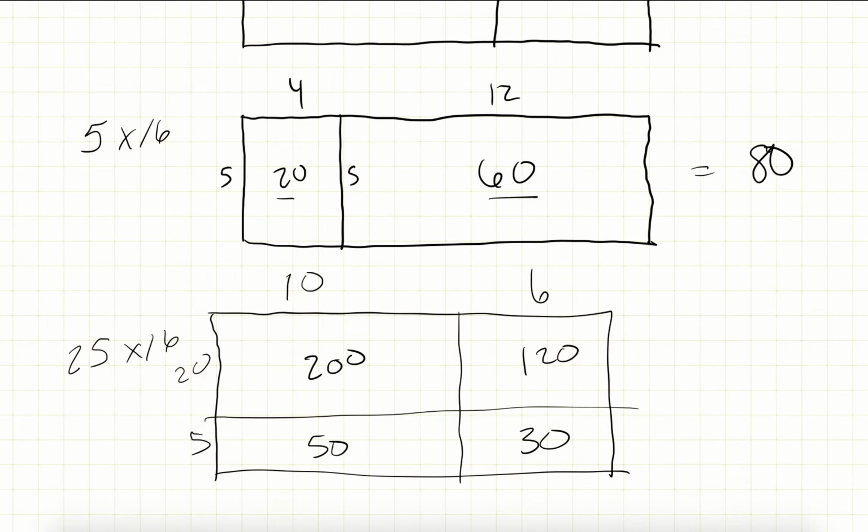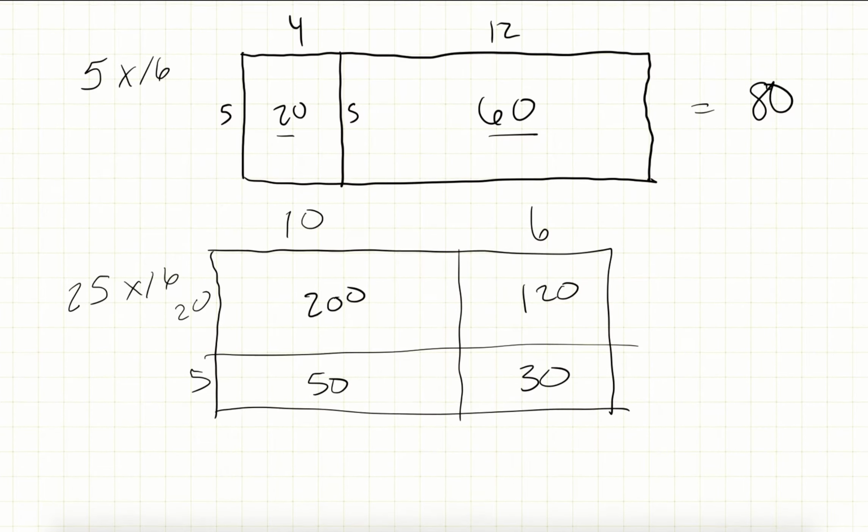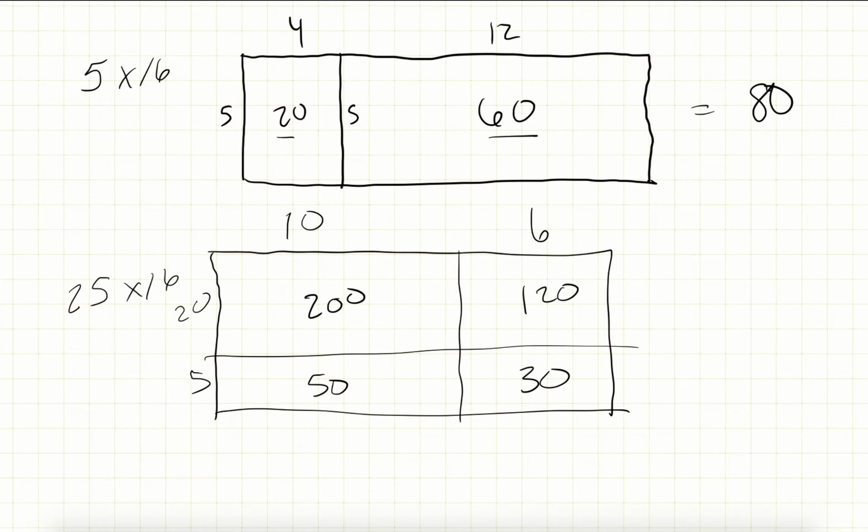Now to find the total area, I would add up all those parts, just like I did up here with those 2 boxes. I'm going to add up all 4 parts here, but these are numbers that I don't need a calculator to add up. 200 plus 120 is 320, plus 50 is 370, plus 30 is going to be 400.